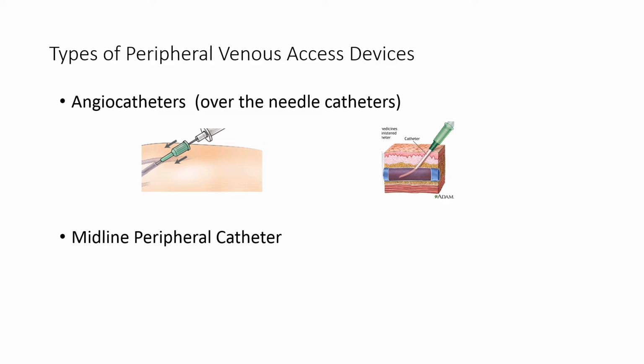An angiocatheter is an over-the-needle catheter where once the vein is accessed, the needle is removed and only the catheter remains.